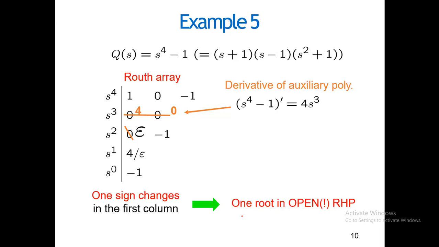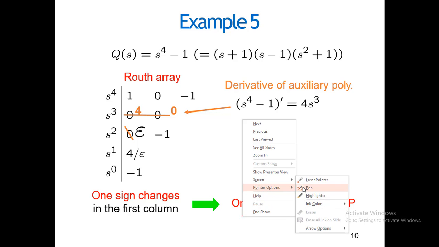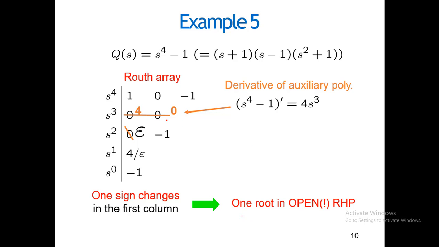Now let's talk about another case, the second example of this case, when the complete row is equal to 0, and in the second step there is one term, which is the first term, equal to 0. So let's solve this example.